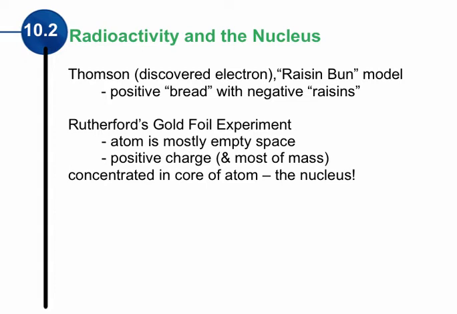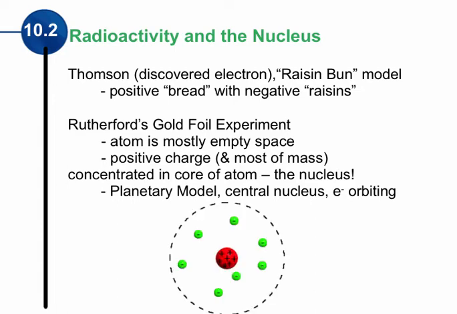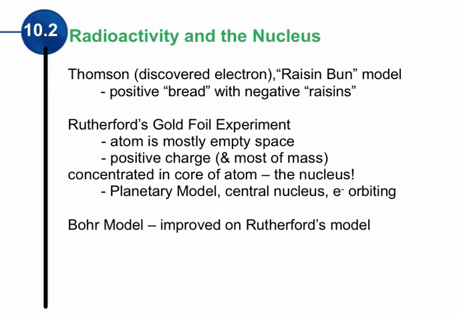And the model went from the raisin bun to a planetary model, much like the sun and the earth, or planets revolving around the sun, where in the center is this positively charged particle, and around it are these negatively charged orbiting electrons. And the planetary model was the model that held up for many, many years, and it wasn't until it was modified by our good friend Niels Bohr, who improved this Rutherford model.